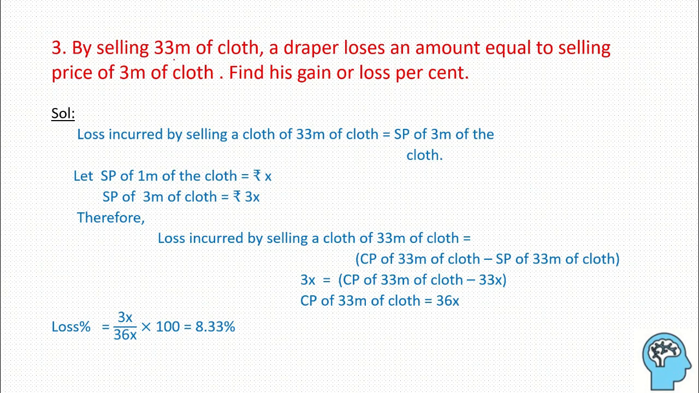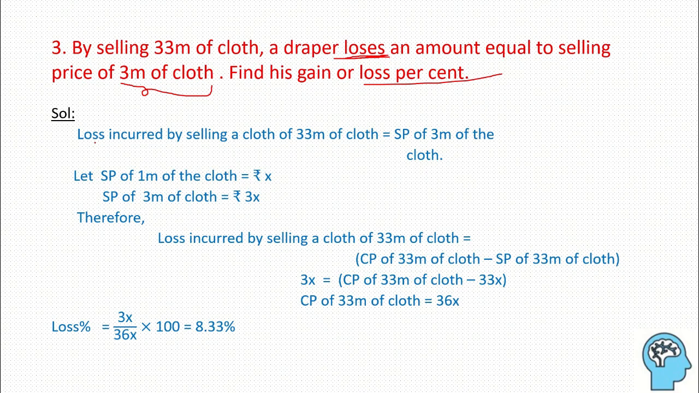Let me read out the problem statement to you. By selling 33 meters of cloth, a draper loses an amount equal to the selling price of 3 meters of cloth. So in the question itself, he is saying that he is losing some amount, which is equal to the selling price of 3 meters of cloth. So you should find out the loss percent.